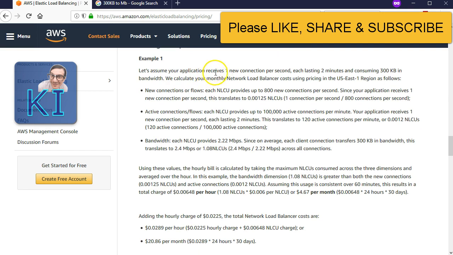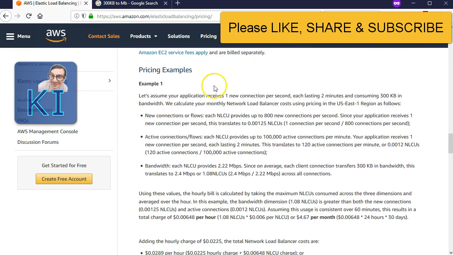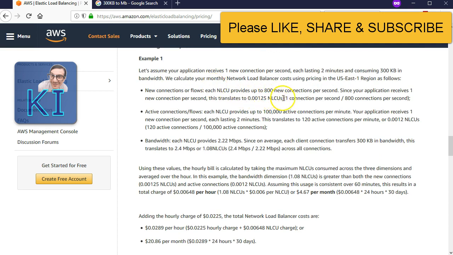Let us assume your application receives one new connection per second, each lasting 2 minutes, again consuming the same 300 KB. Let us calculate what would be the cost. Very simple. It is one new connection per second, so that means we get 800 new connections in one LCU. So 1 by 800 will be 0.00125 NLCU.